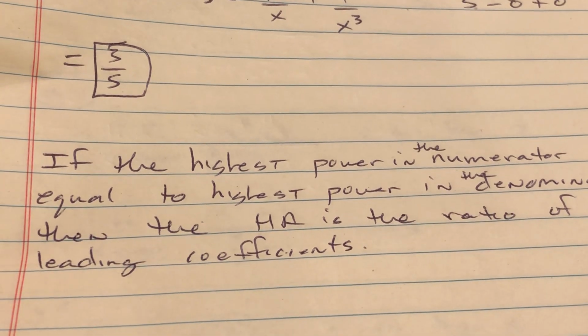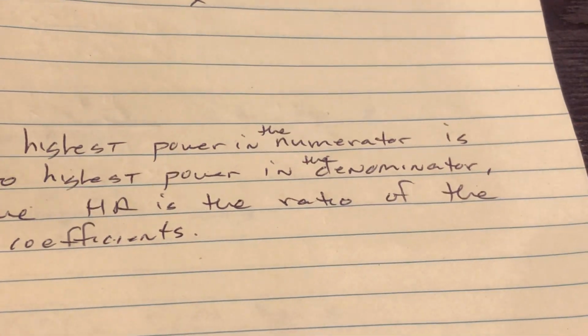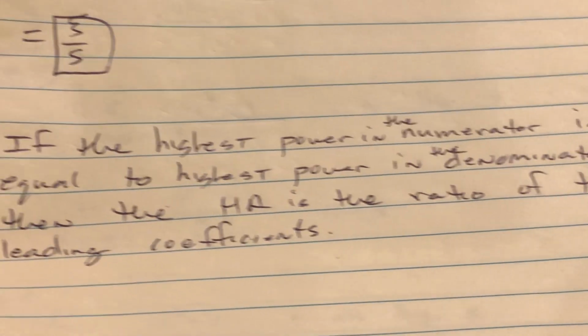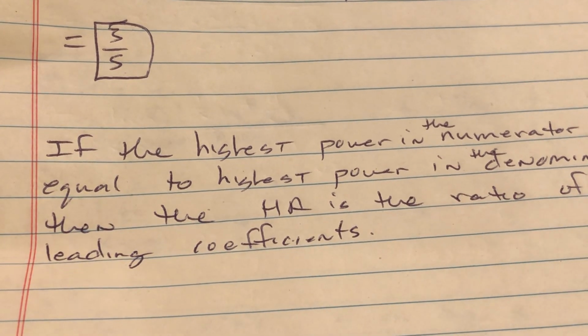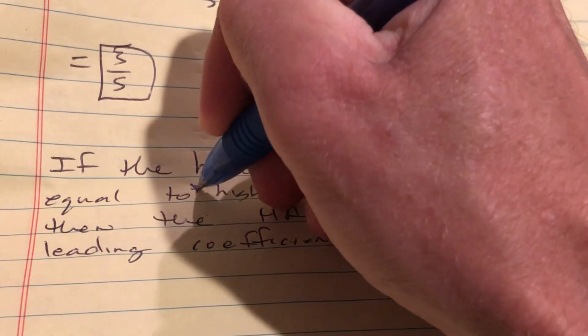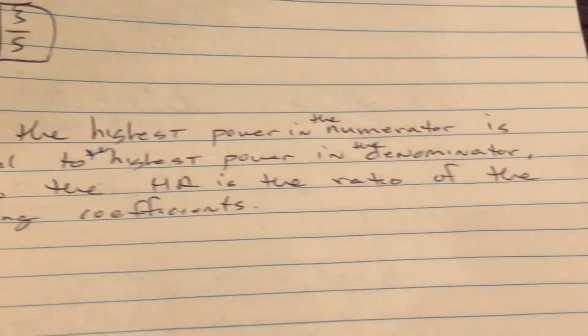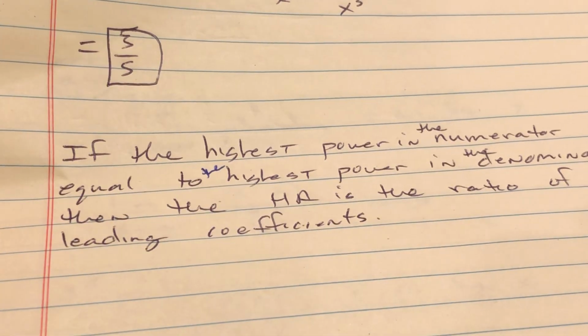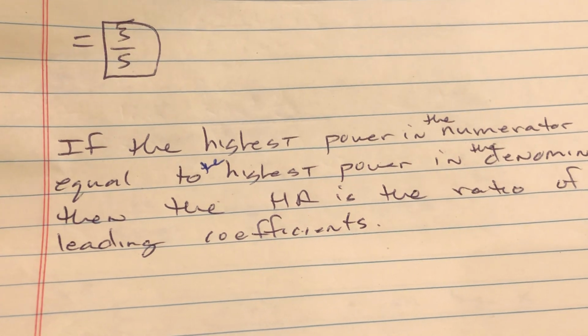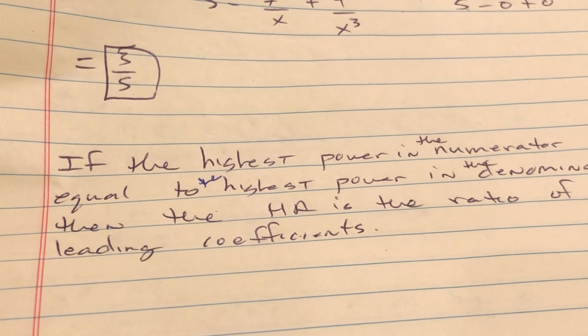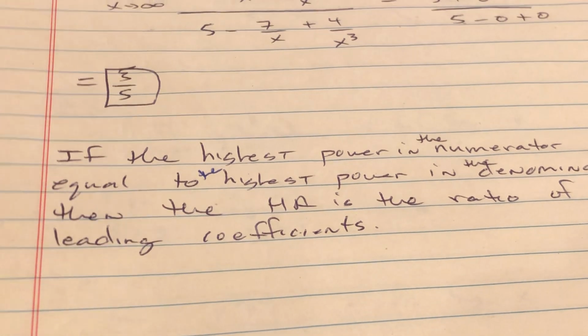So if the highest power in the numerator is equal to the highest power in the denominator, then the horizontal asymptote is the ratio of the leading coefficients. The leading coefficient, that is the coefficient attached to the highest power. We did those type of examples.